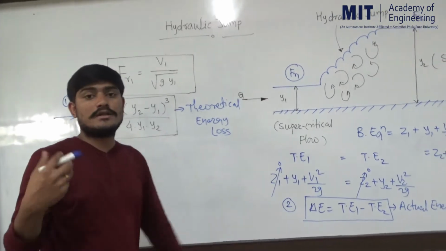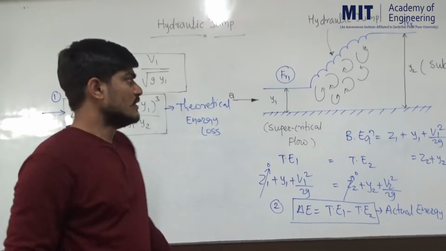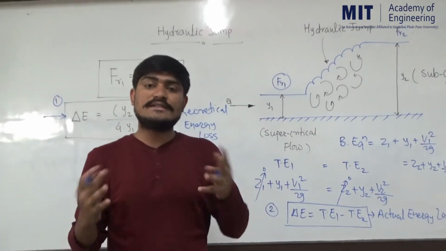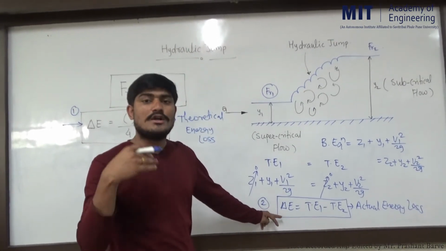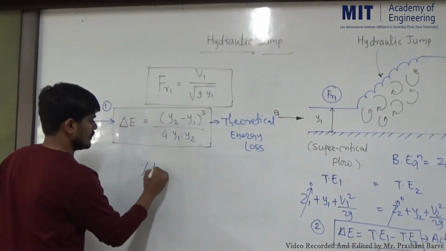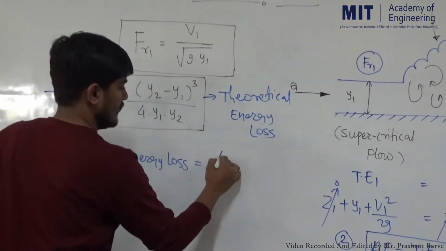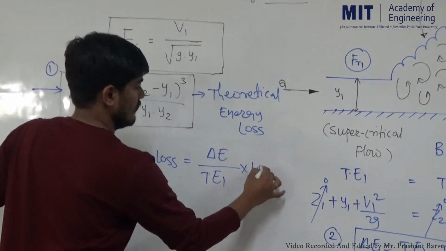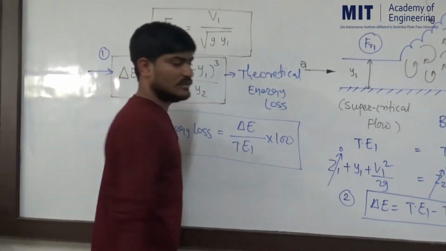If not, then what are the different calculations or conclusions of it? Okay, so this is as far as the theory part related to the energy loss is concerned. Here we will get the magnitude of energy loss. If we want the percentage energy loss, we can determine it like this: percentage energy loss equals delta E upon total energy at section 1, into 100. If I use this equation, I will get the percentage energy loss.